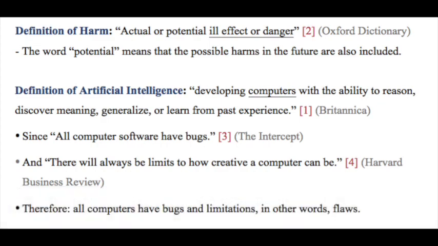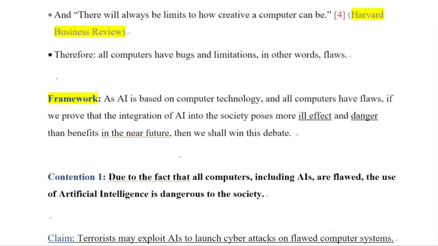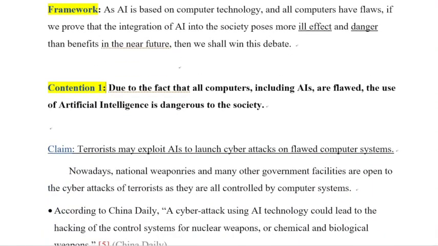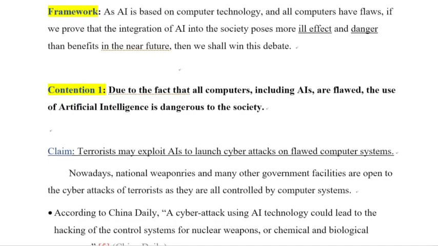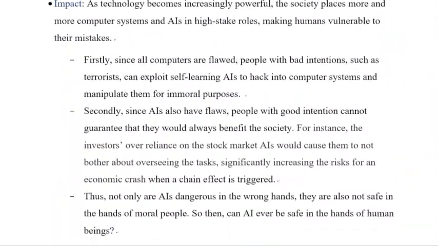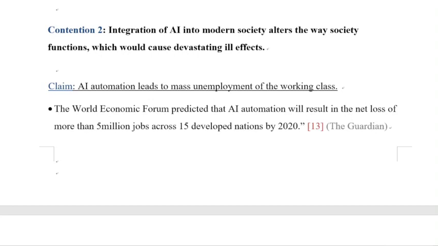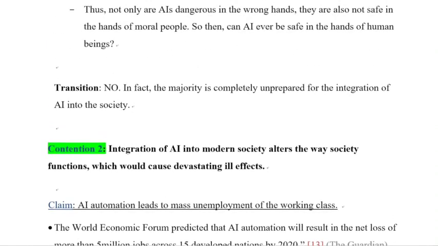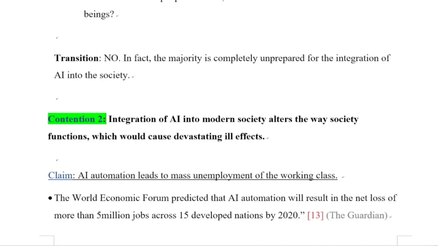After this, they have their first contention: due to the fact that all computers, including AIs, are flawed, the use of artificial intelligence is dangerous to the society. So this is the first big idea of their side, which is basically saying the potential harm that the AI could do to us. The next big idea they use is contention 2: integration of AI into modern society alters the way society functions, which would cause devastating ill effects. So this is basically saying the implementation of AI will cause immediate negative effects.